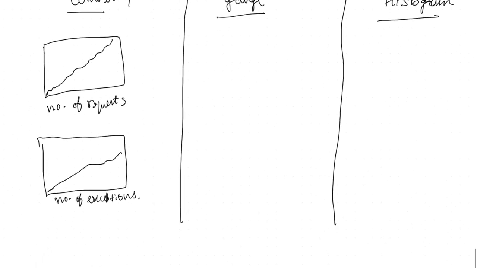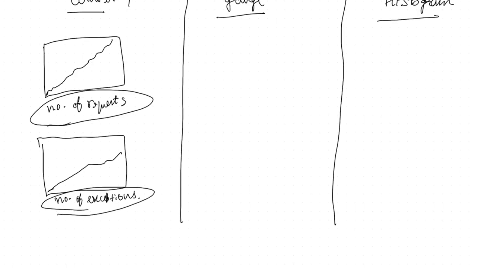Now, the rate of requests might go down. The rate of exceptions might go down. What do I mean by rate? I mean the number of requests change per second. Okay, initially there were a lot of requests, then there were lesser number of requests, and there were more number of requests. This might go up and down.